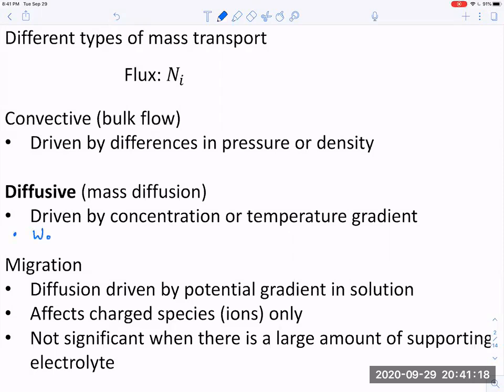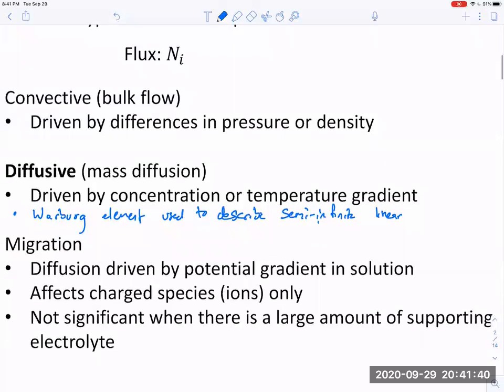Specifically, this element called the Warburg element is, as we mentioned, used to describe semi-infinite, and I'll define what I mean by that, and then linear, meaning basically in one x direction, diffusion. We also mentioned migration. We're not going to discuss that today, but it's diffusion driven by potential gradient in the solution. It's only going to affect charged species, and it's going to be insignificant if there are large amounts of supporting electrolyte. We'll talk about that a little more in lecture 9.